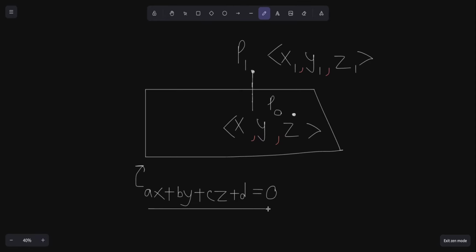Say that I have a plane written in this equation, ax plus by plus cz plus d is equal to 0. And let's say I'm given a point P1, with coordinates x1, y1, and z1. I want to find the shortest distance from a point to a plane. So how am I able to do this?